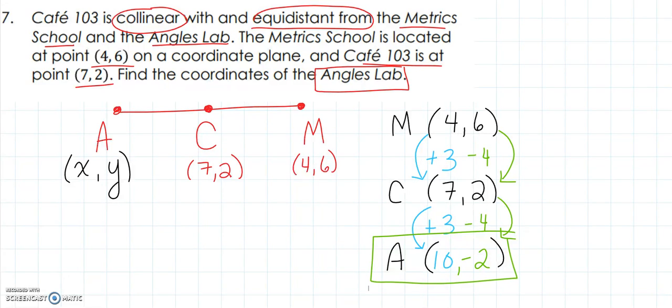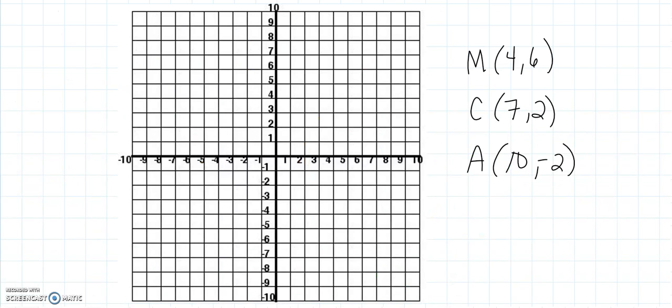Let's do a visual check on this one. Let's plot it and let's see how we did. Okay, so let's take a look at our graph and let's plot our points. 4, 6 for Metrics here. Then we have our midpoint, which is the cafe at 7, 2. And then lastly, we have Angles Lab, which is at 10, negative 2. Connect all three with a line segment. Okay, and now it does look like C is right there in the middle.